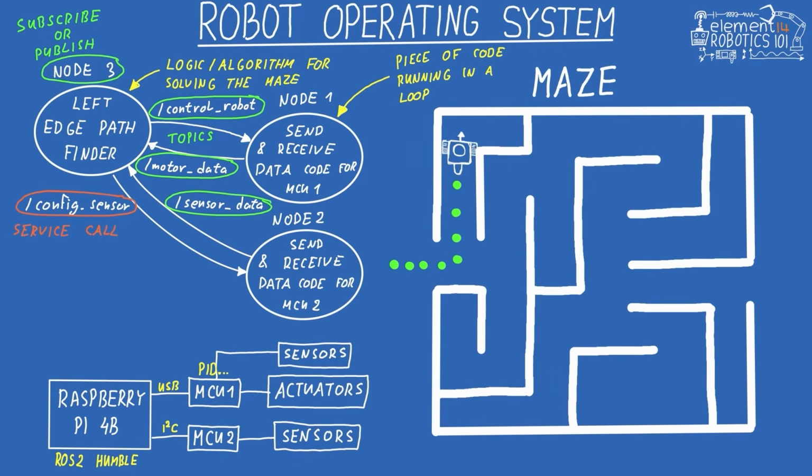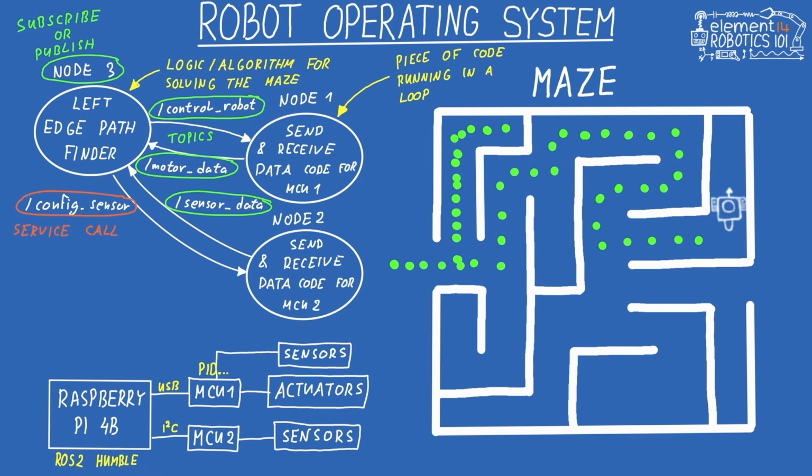We can finally let our robot loose in the maze now. With this left edge algorithm running, our robot successfully navigates the maze by hugging the left wall, shown here by the green path. But here is where the true power of ROS modularity comes in.